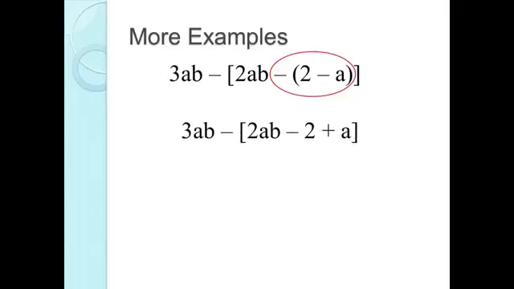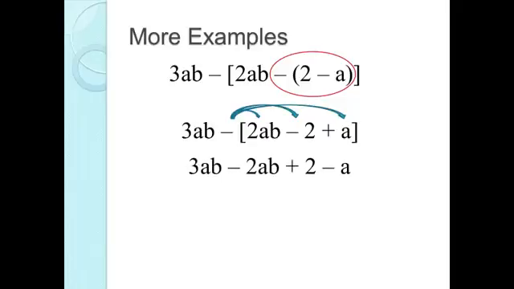Next, we can look inside the brackets to see if there's anything we can combine. None of the terms inside the brackets are alike, so we will move on and distribute what is outside the brackets. Some students are tempted to distribute the 3ab, but that is not the term directly outside the brackets. The negative sign is outside the brackets, so we can treat that as a negative 1. We will take the negative 1 and distribute to all the terms inside. Negative 1 times 2ab is negative 2ab. Negative 1 times negative 2 is positive 2, and negative 1 times a is negative a.